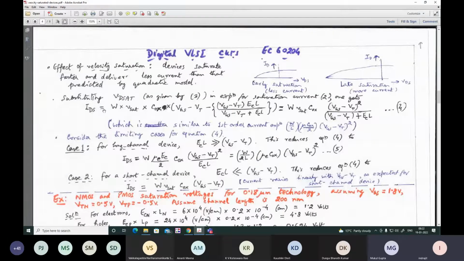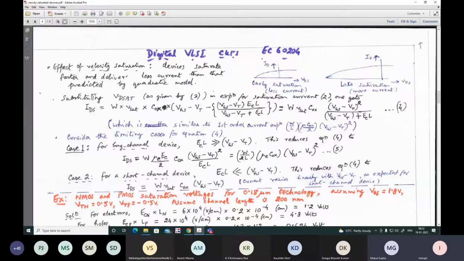Once again, recall that the current is given by the product of channel width, the saturation velocity, and the net inversion charge per unit area, where in case of Vy, the channel charge, we have replaced it by the VDSAT expression, namely (VGS minus VT) times ECL divided by (VGS minus VT plus ECL). And we come out with this.